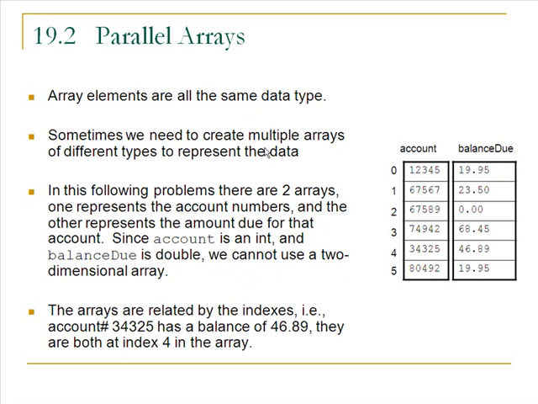We can't use a two-dimensional array to store that information, but we can use two parallel arrays. So here's two one-dimensional arrays, one called account and one called balance due. The arrays are related by their index. So that means that this account, 34325, owes $46.89. There is no data in the array specifying that this one is related to this one. It's their position in the array that makes them related. So the parallel arrays.